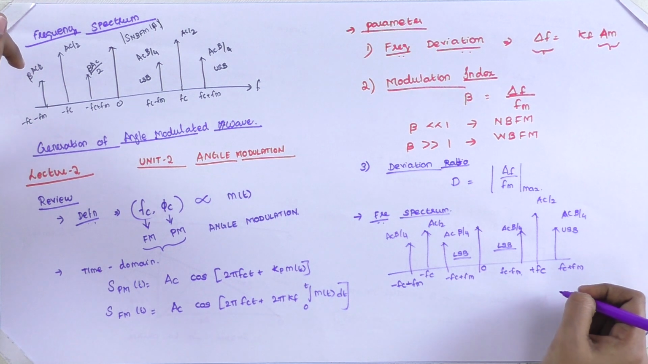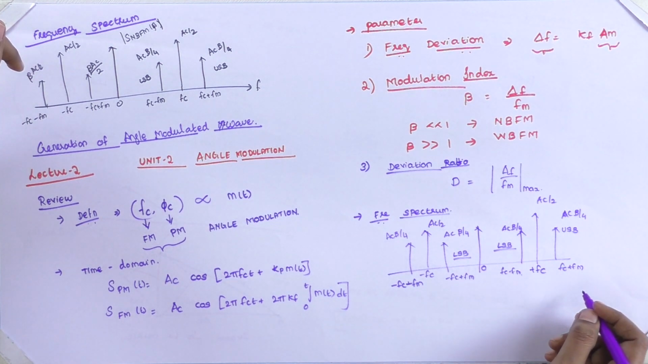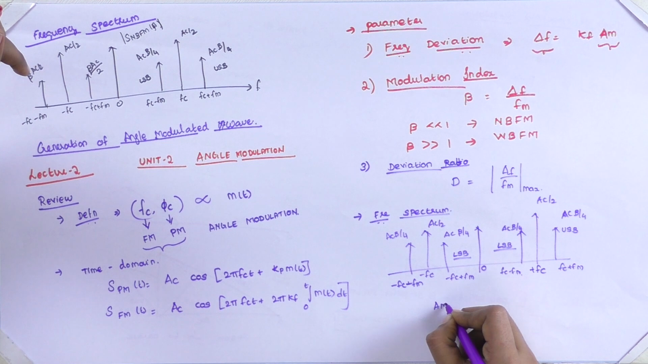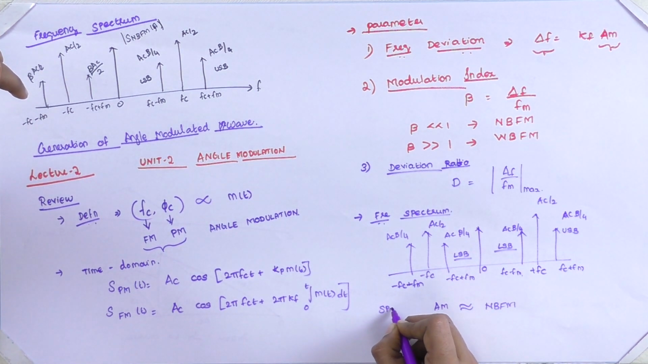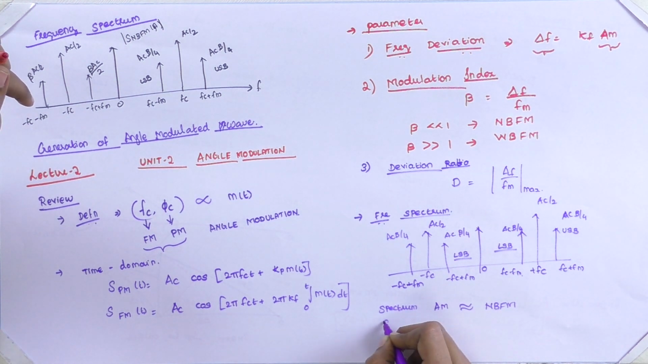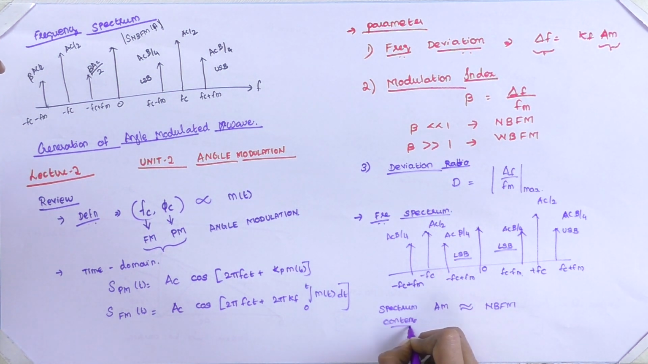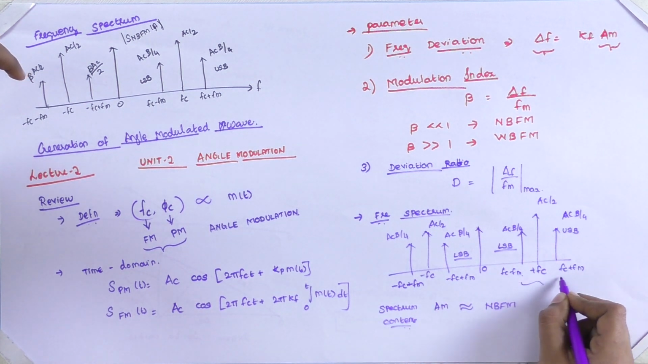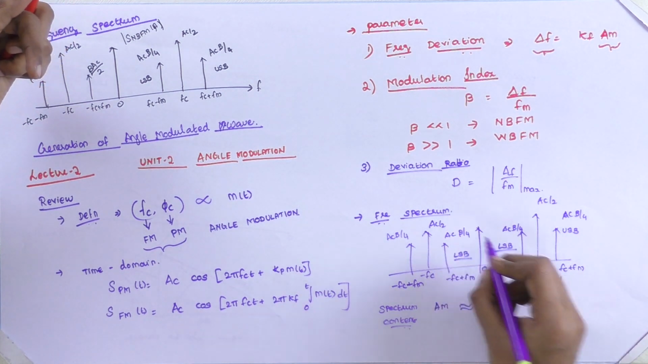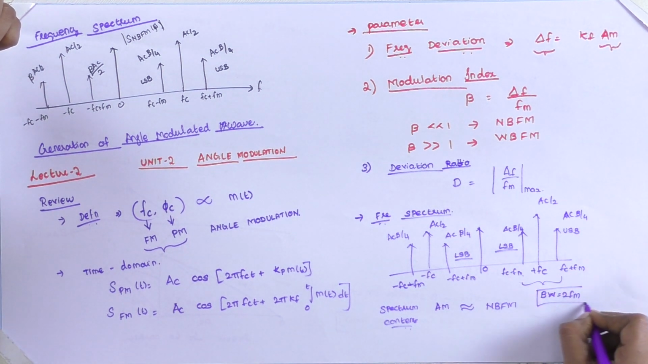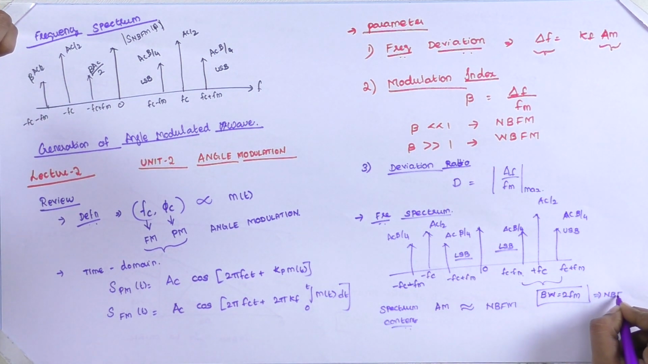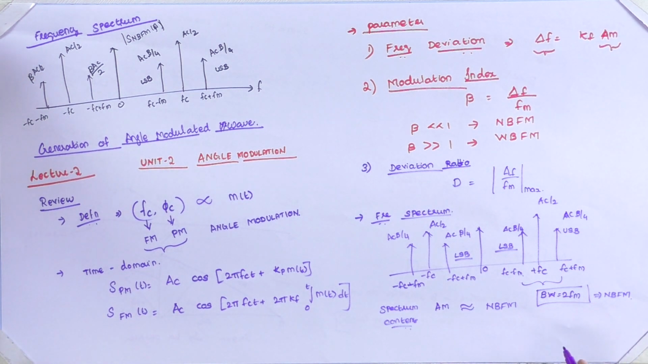So by looking at the frequency spectrum, there is no difference. That is, the spectral content for amplitude modulation and the spectral content for narrowband frequency modulation are the same. Maximum transmission bandwidth for narrowband frequency modulation is higher frequency minus lower frequency. Therefore, the bandwidth is 2 fm for narrowband frequency modulation. In today's class, we are going to see generation of narrowband angle modulation.